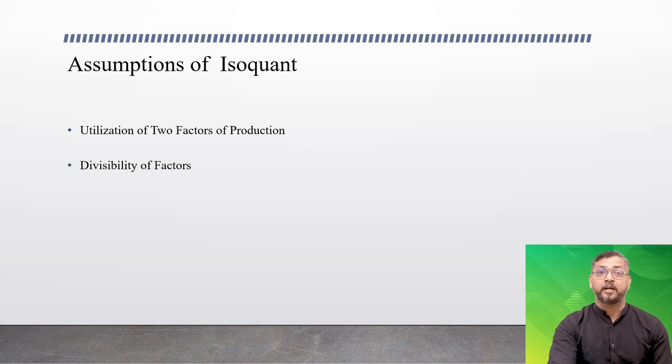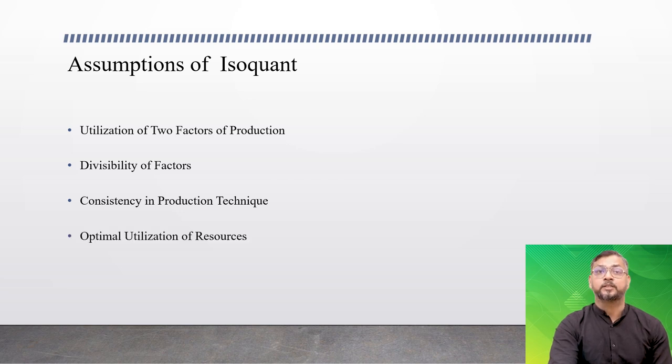The second assumption is divisibility of factors. That is, the factors that are taken for the production process are divisible into smaller units so that they can be utilized in a proportionate manner. The third assumption is consistency of production technique. By consistency of production technique, we mean that the production technique that is employed is supposed to remain the same and it cannot change, because if there is variation in the production technique, then that is going to impact the output.